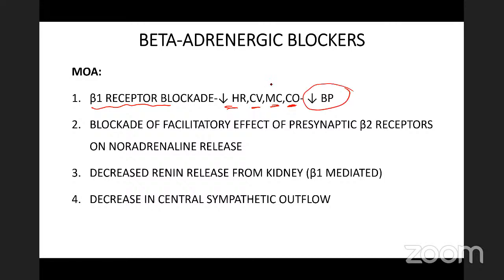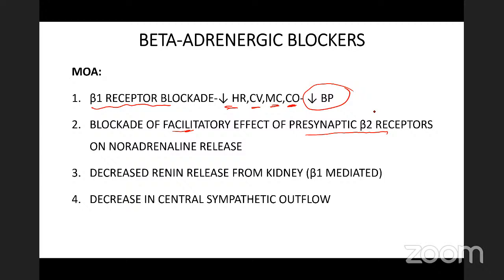That's one point. Second point, by blockade of facilitatory presynaptic beta 2 receptors. Whenever the presynaptic beta 2 receptors are stimulated, it causes increased release of neurotransmitters, adrenaline and noradrenaline, which has a positive inotropic action on the heart as well as on blood pressure, so the BP increases.